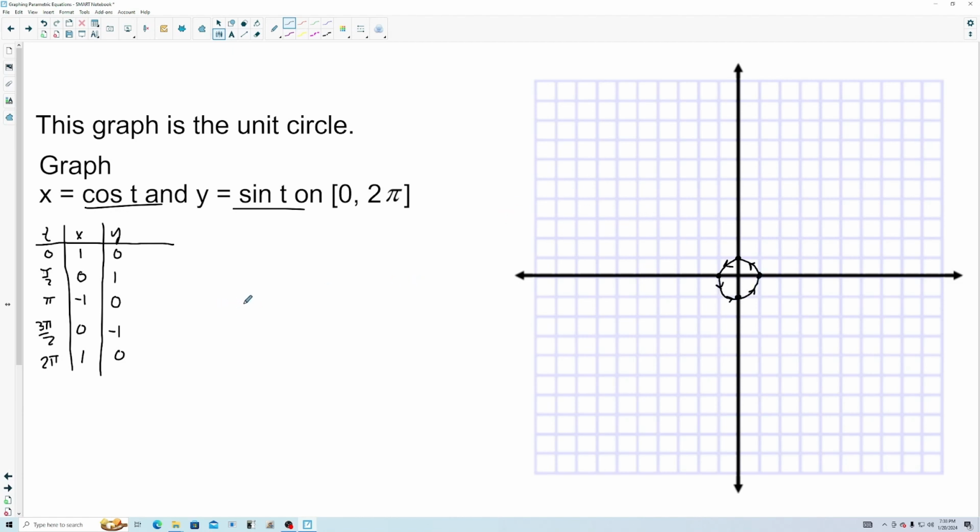Now, if we want to write the Cartesian equation for a circle, we know that cosine squared t plus sine squared t is equal to 1. So that means we have x squared plus y squared is equal to 1. And that's the Cartesian equation of a circle. The parametric equation for a circle, you have to use trig.